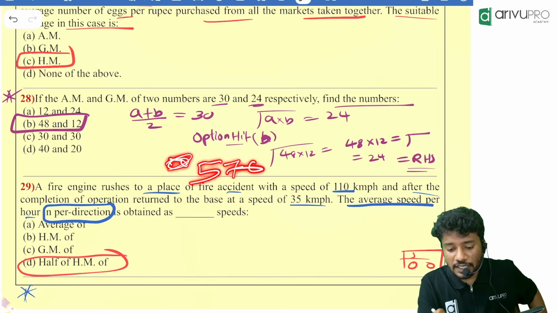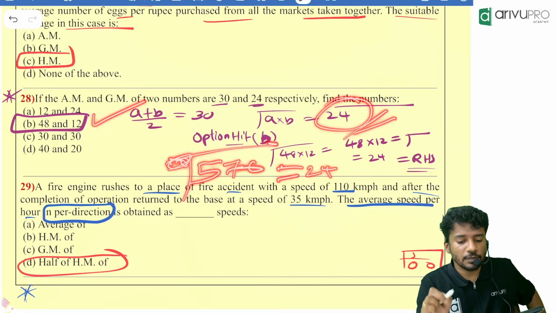576 you got. Then root of 576 is how much? 24. That is our required answer. That means option B is the answer.